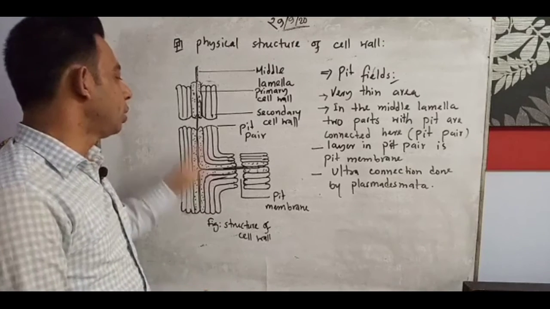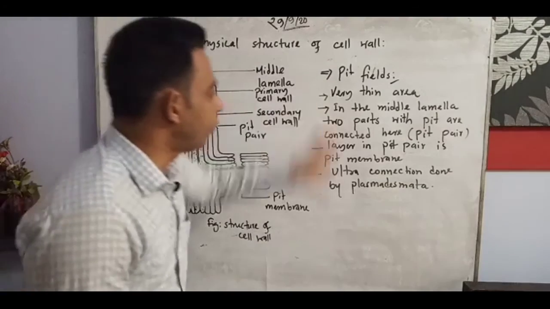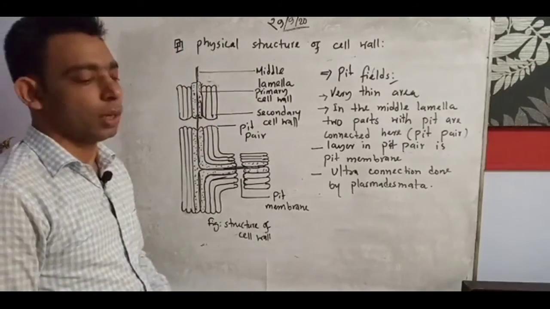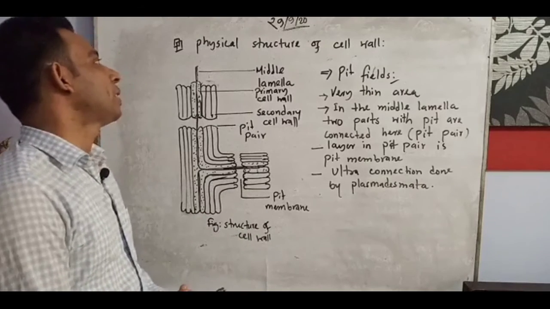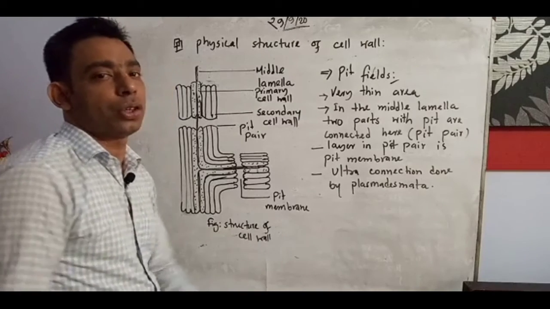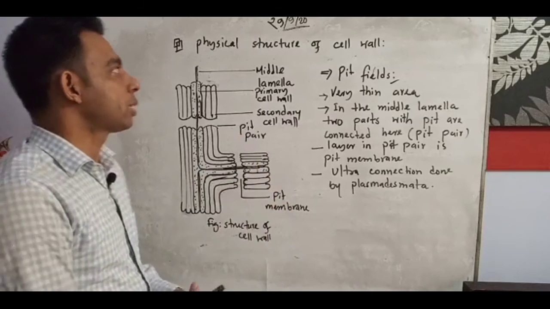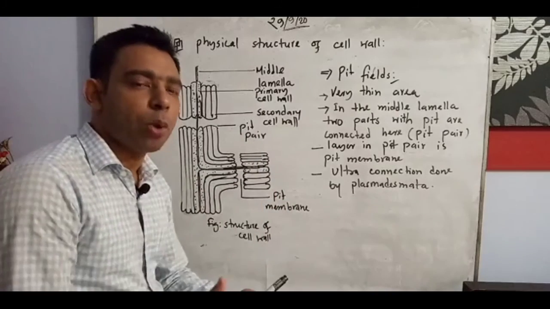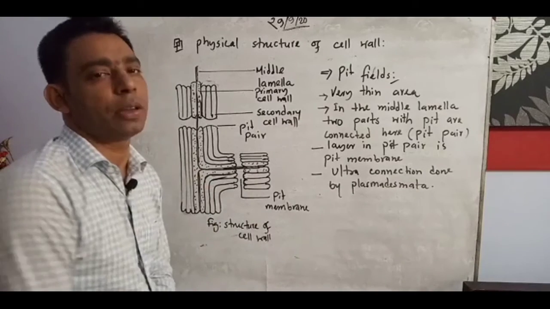Okay, so this is the total structure of the pit fields and the total physical structure of the cell wall. I hope you understood today's topics about the physical structure of the cell wall. We will go through the chemical structure and ultrastructure in the next class. Today's study is very important. You can ensure your notes by doing them yourself. Also try to practice the figure at home.